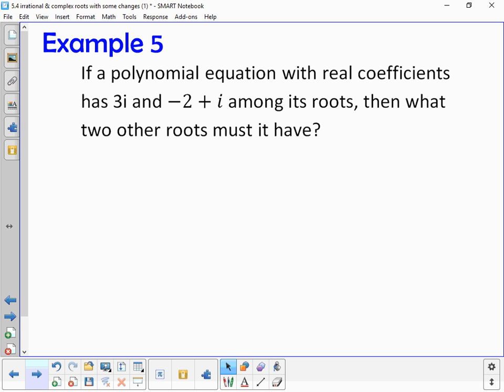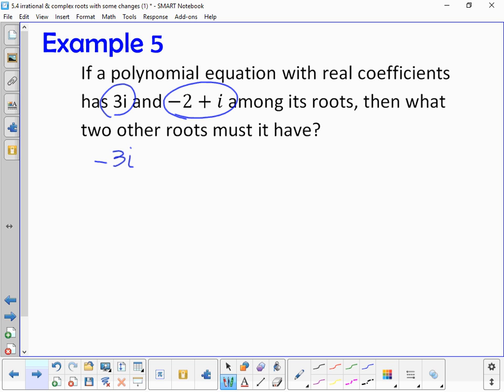So if a polynomial equation with real coefficients has 3i and negative 2 plus i among its roots, what other two roots must it have? Well, because it has a root of 3i, I know that it also has a root of negative 3i. Because it has a root of negative 2 plus i, I know it also has a root of negative 2 minus i. Now pay attention to the fact that only the imaginary part changed signs, not that negative 2. It stayed exactly the same. The integer part stays the same. The imaginary part changes signs.